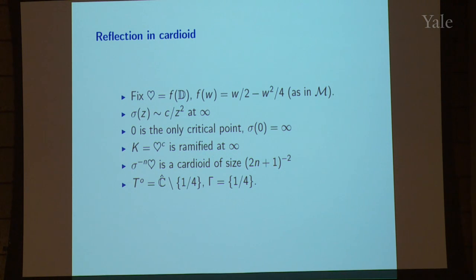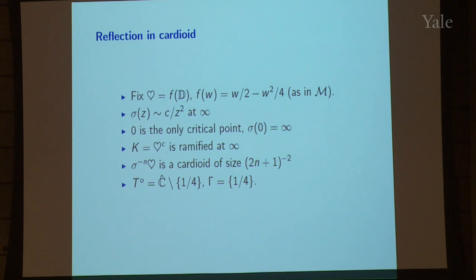you need to use a conformal map. And it's only a quadratic polynomial, so it's pretty easy, you have to solve only quadratic equations. I fixed the cardioid, which is the image of the polynomial w over 2 minus w squared over 4, so that gives the cardioid precisely as in the Mandelbrot set. Then the reflection at infinity behaves like a constant over z squared, so 0 is the only critical point, and at this point the critical value is infinity.